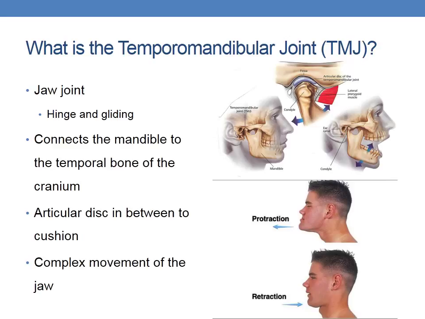The TMJ allows for various movements of the jaw, such as side to side, up and down, as well as protrusion and retrusion. In addition, various muscles are associated with the TMJ, which allow more complex movements needed for speaking, chewing, and making facial expressions.